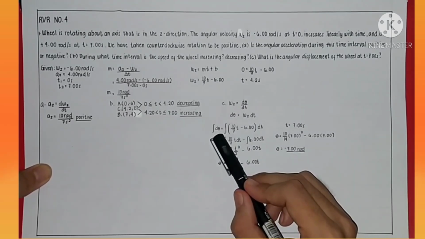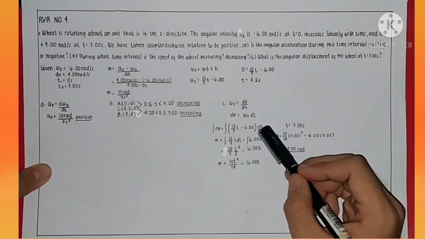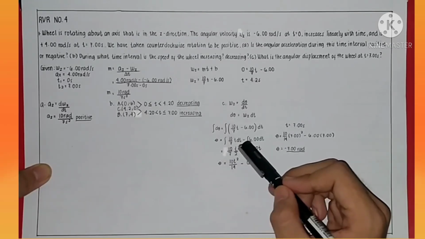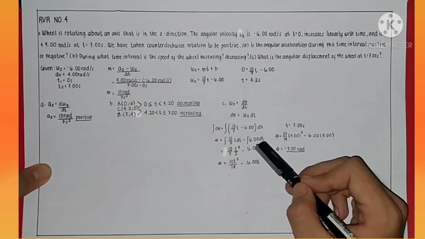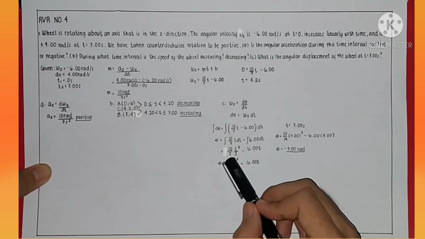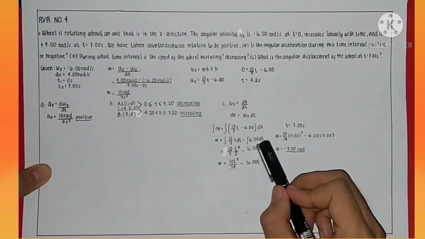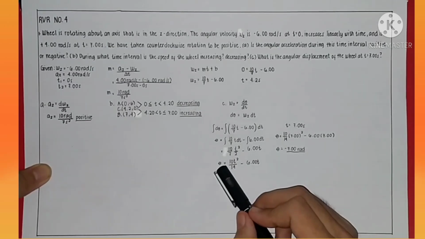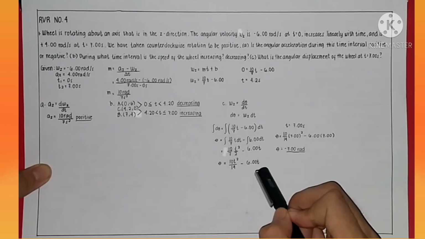So the integral of dθ equals, we distribute the dt inside the quantity. So it becomes the integral of 10/7 times t dt minus the integral of 6.00 dt. Then we simplify. So we have 10/7 times t squared over 2 minus the integral of 6.00 dt, which is 6.00t. So our equation is θ equals 10 t squared over 14 minus 6.00t.